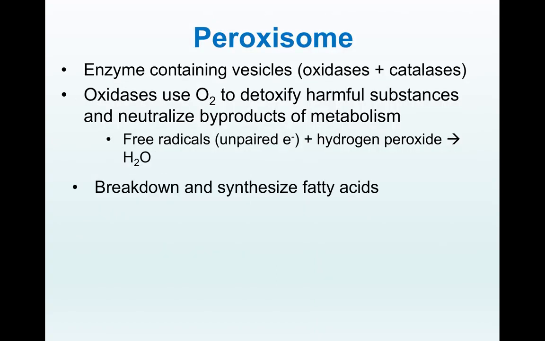Next, we have peroxisome. Peroxisome is another structure that carries enzymes within it, but the most important enzyme carried inside of it is referred to as catalase. Catalase is an extremely important enzyme because it takes something that is harmful to us, which is hydrogen peroxide, and converts that to water and oxygen. Hydrogen peroxide is a byproduct of our metabolism.